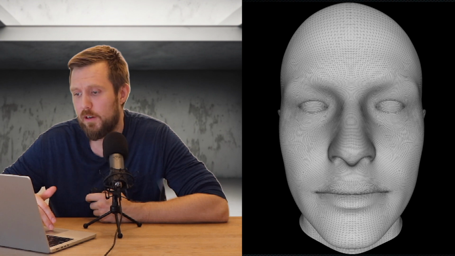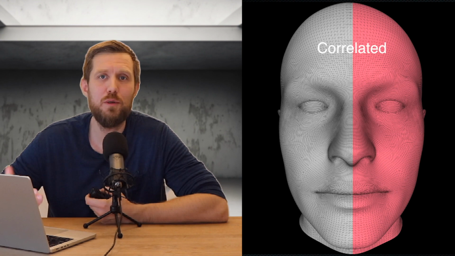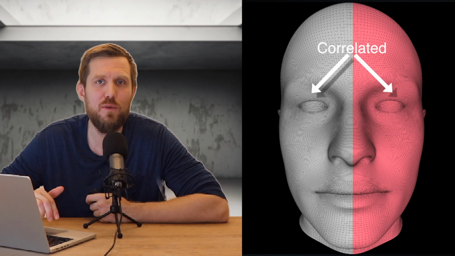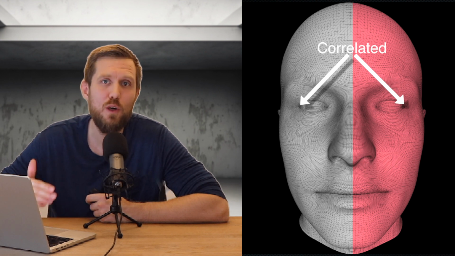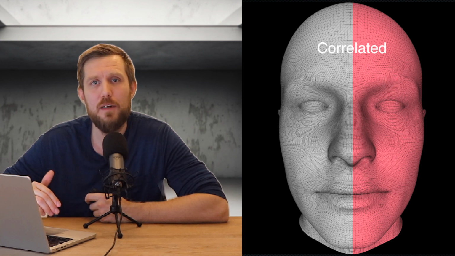Afterward, in the Symmetry Kernel, we'll define the mesh to be symmetrical around the YZ plane. Of course, in reality, faces are not fully symmetrical, but it's a good global kernel to have, and then we can afterward add local deformations to it.